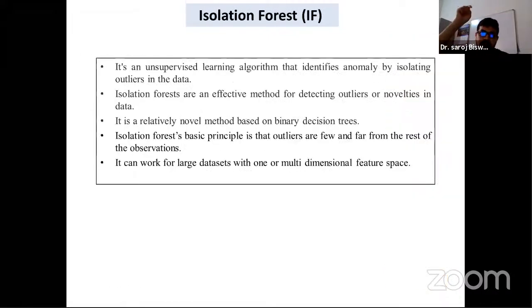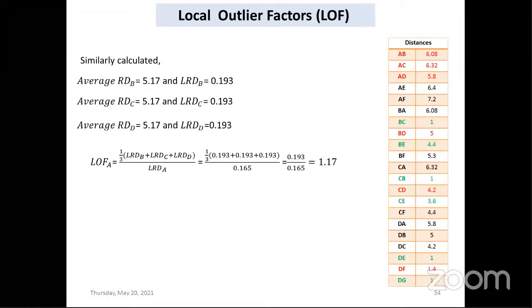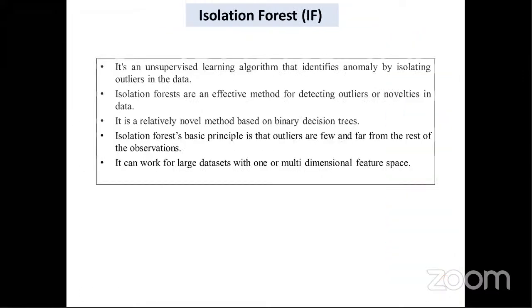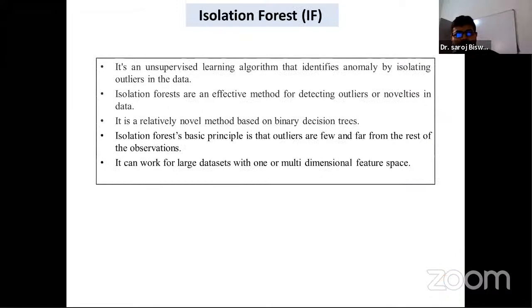Now we have another way. We have another way that is called isolation forest. By that also we can do it. This is an unsupervised learning algorithm, and it's a tree-based algorithm by which we can find whether the observation is an outlier or not.